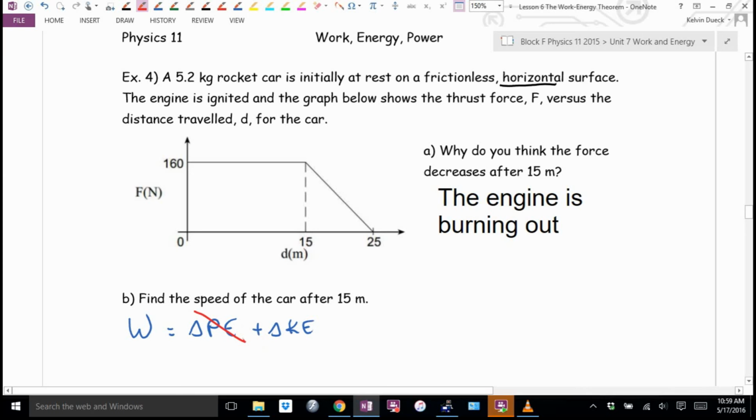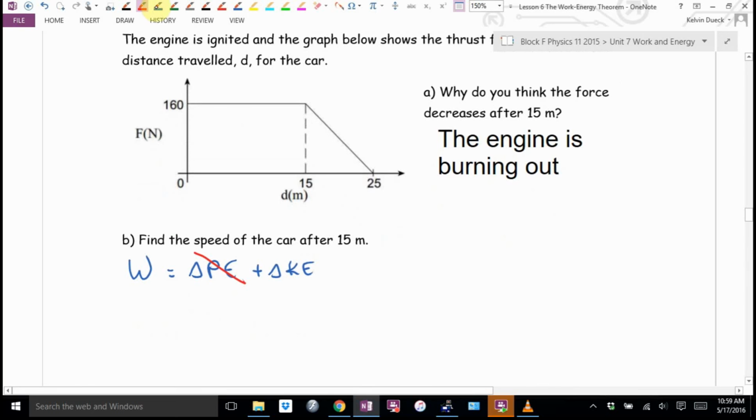We agreed we could do this. Andy, what's changing? This is going to be a half m v final squared minus a half m v initial squared. Oh, wait, Andy. Did they say that we started at rest? You okay with that? Oh, Trevor, what's that letter stand for? Work.